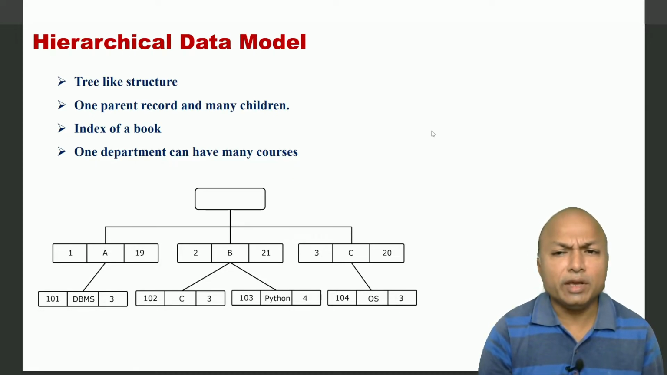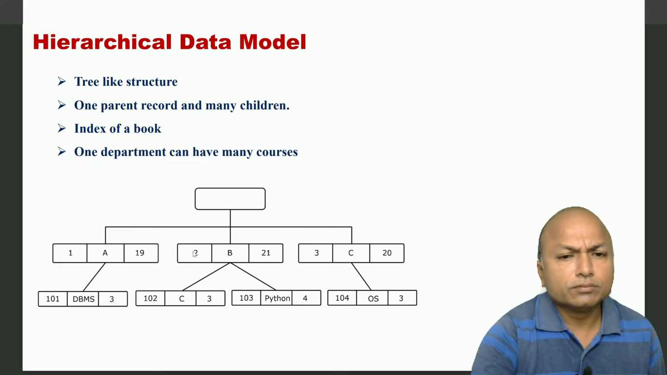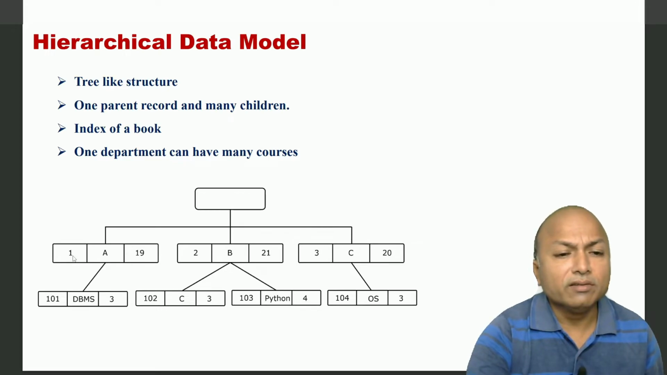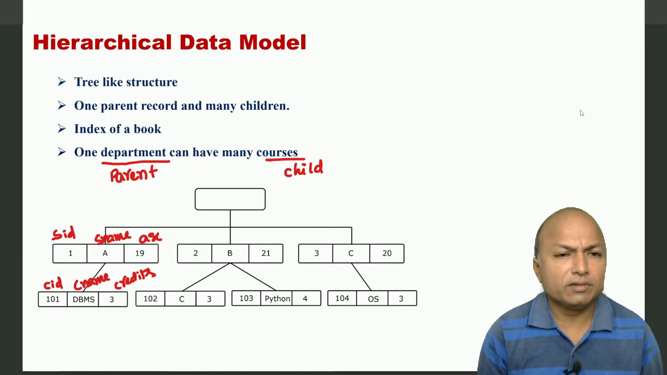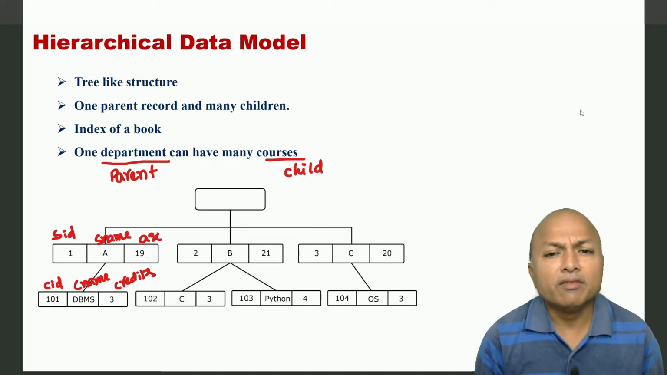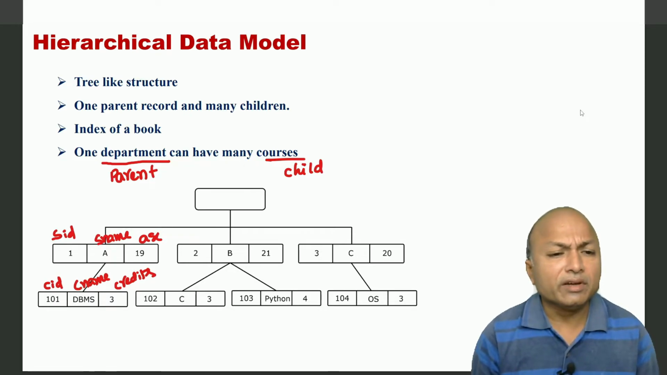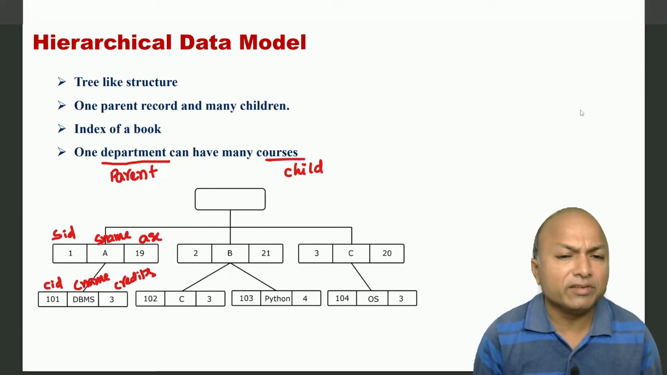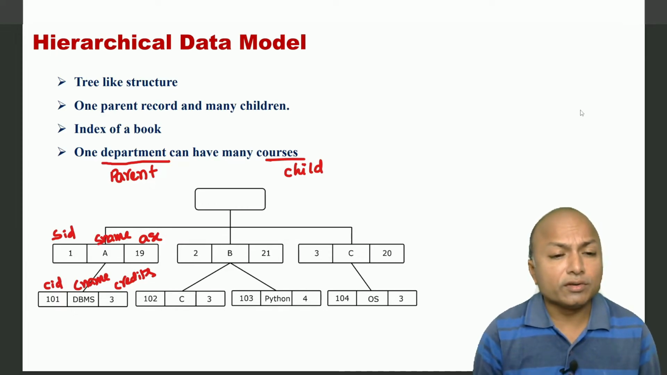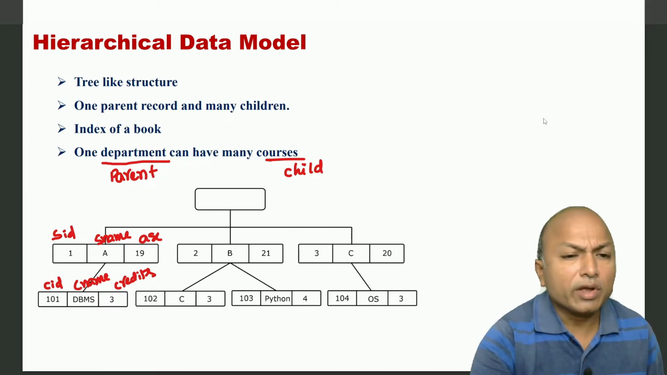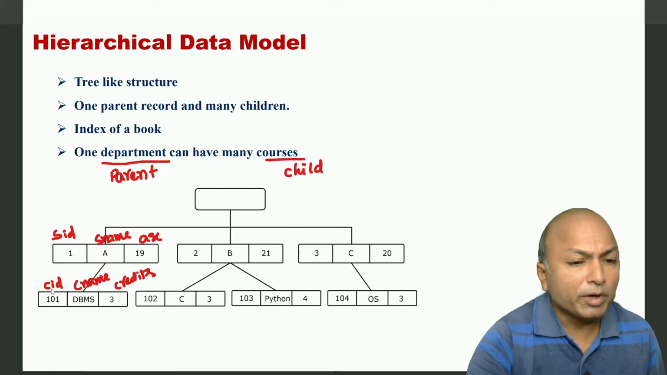In this diagram you can see 2B21. That means you can correlate this particular hierarchical data model with the earlier schema, that is something like student ID, student name, age. Here one department can have many courses. The department you can consider as a parent, whereas the course you can consider as a child. In this diagram, the student relation has SID, SName, age as attributes, whereas the course relation has CID, CName, credits. So here you can see this is a parent, whereas the course is a child.